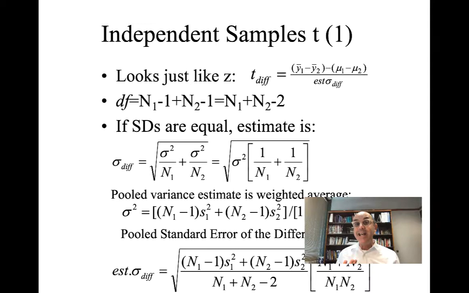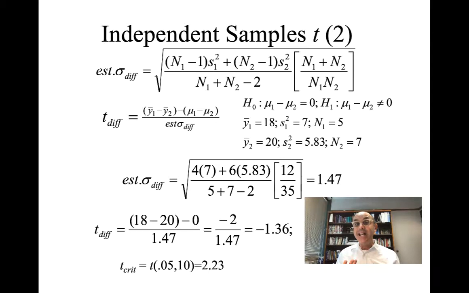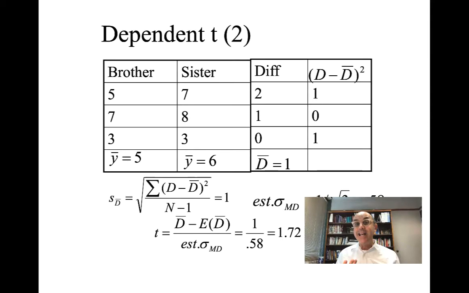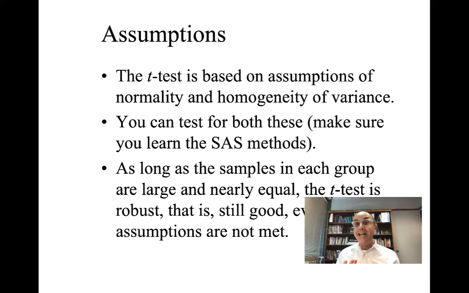For the independent sample test, this is the formula and this is the breakdown. The independent sample test, again, this is what we will do. For the dependent t, the observations come in pairs, and the problem is solved by finding the difference between the pairs. In this case, this is what it will include and how it will be applied.